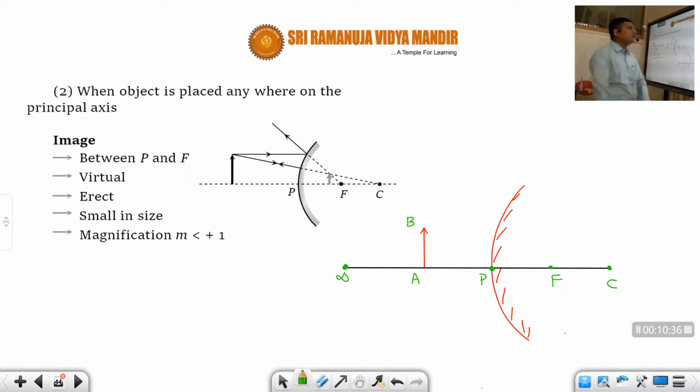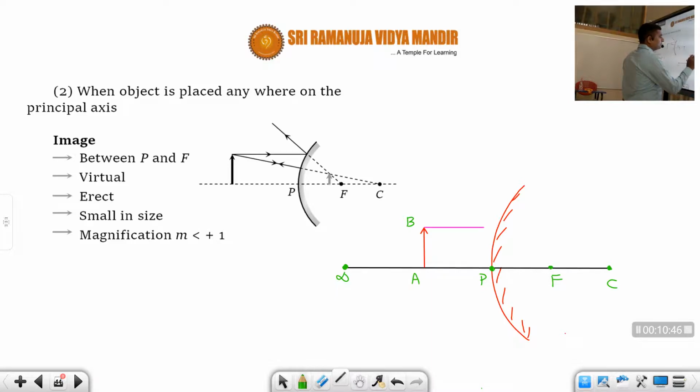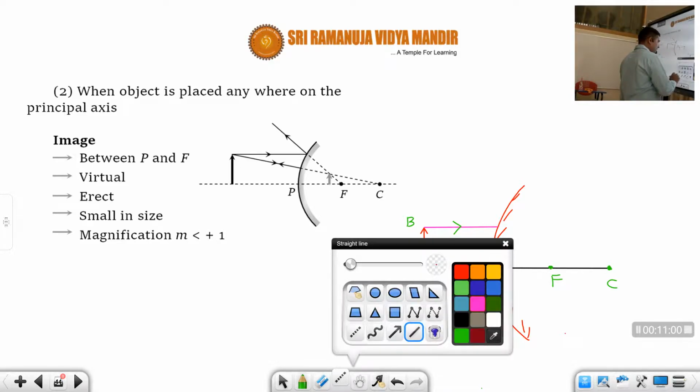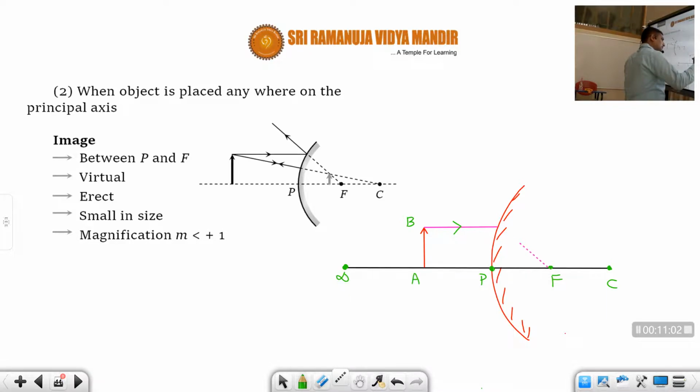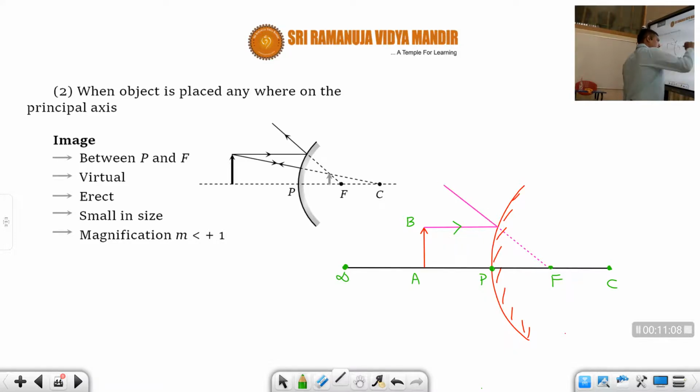Now let us find out the image. To find the image, we have to find the image point of B. For that we have to draw two rays. One ray is always parallel to the principal axis, and any ray which is incident parallel to the principal axis will always pass through the focus or appear to diverge from the focus. So this ray will get diverged like this. Okay, students, so this is the position of the reflected ray.